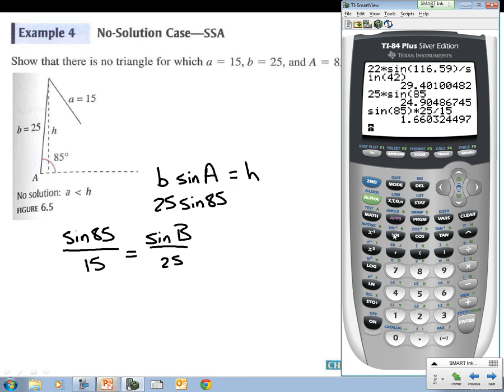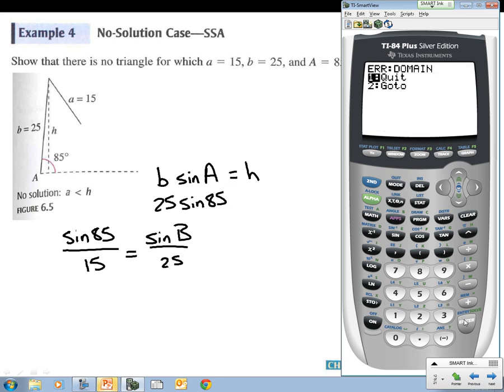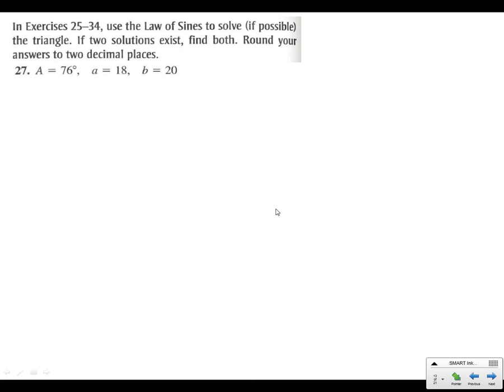1.66. We're going to do the inverse sine of 1.66, and you're going to get an error when we do this. The reason why is that sine is opposite over hypotenuse. The opposite divided by hypotenuse can't be bigger than 1. The hypotenuse has to be the biggest side of your triangle. So just by plugging it in, if you get the sine bigger than 1, it's not going to work. So we know that there's no triangle here. All right, so you're up on 27. See if there's a triangle. If it exists, figure out everything.